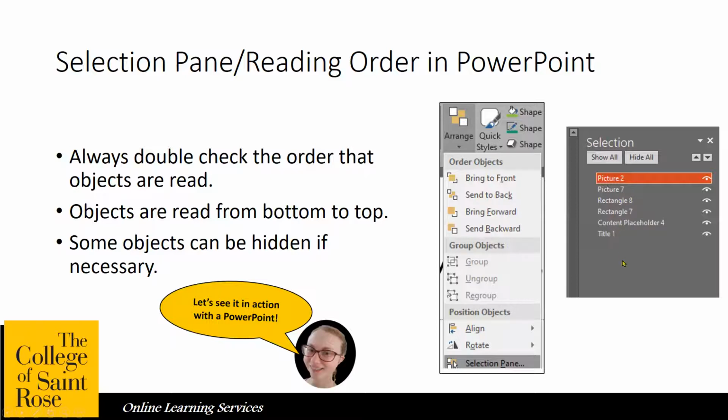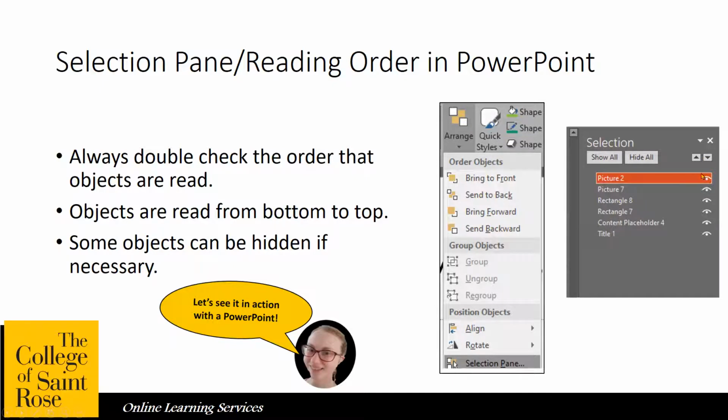You can see which object the selection pane is referring to by clicking on the item in the list, and it will show that selection in PowerPoint. If you want to rearrange the order of the objects, you can drag and drop the item in the list, or use the arrows at the top of the selection pane menu.